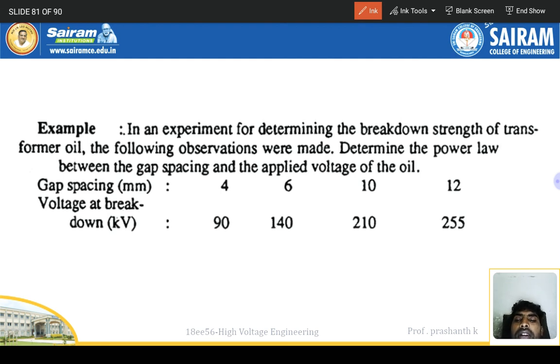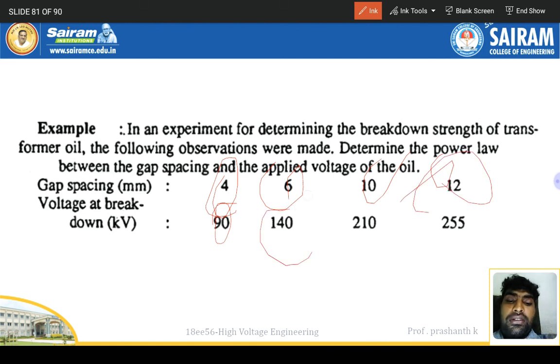if you have a high voltage laboratory, definitely there is an experiment. There is an electrode present inside the oil and the distance is specified. It depends upon requirement. So for the gap spacing of 4, 6, 10 and 12 millimeters, the breakdown voltages given are 90, 140, 210 and then 255.